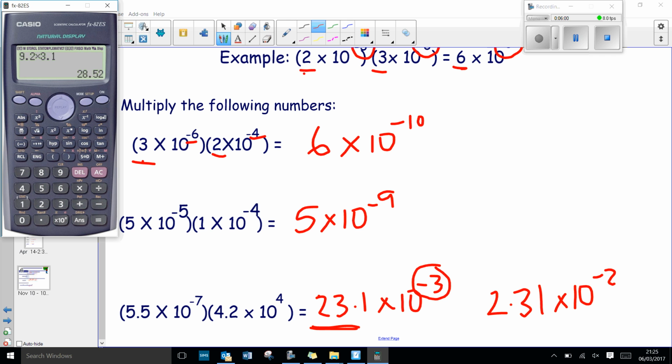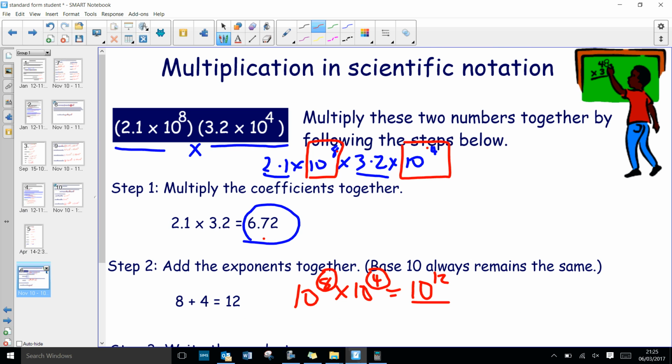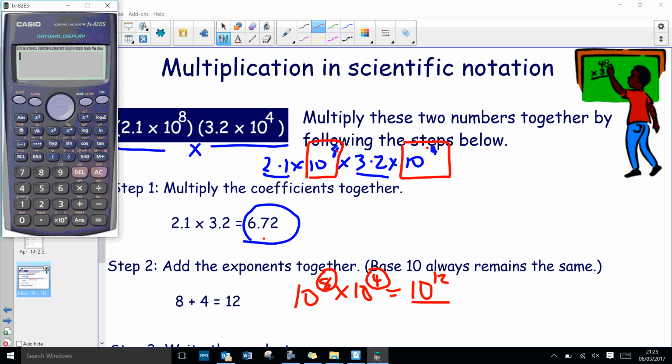Okay, one thing here, just going to show you how to input these standard form numbers into the calculator. So if I want to input, for example, this question, 2.1 times 10 to the 8, so it would be 2.1. We see this button here, times 10, and then we'd write 8. So that means 2.1 times 10 to the 8, and we're multiplying that by 3.2 times 10 to the 4. And there it gives 6.7 times 10 to the 12. Okay, so that's just how to use the calculator.